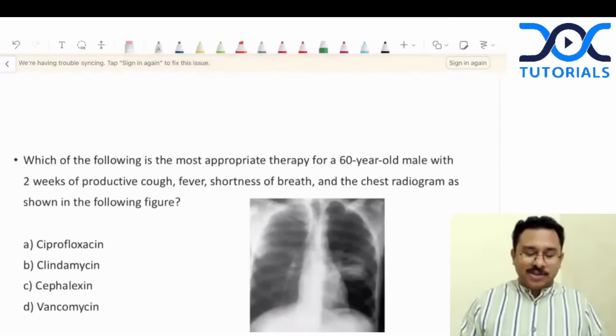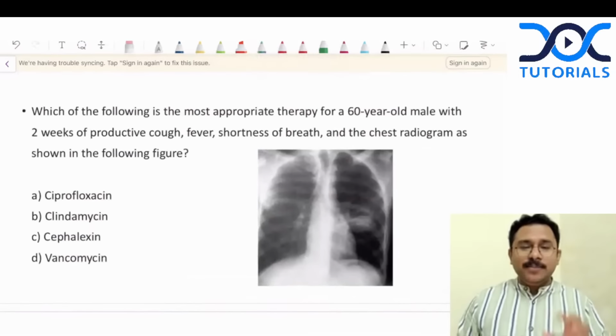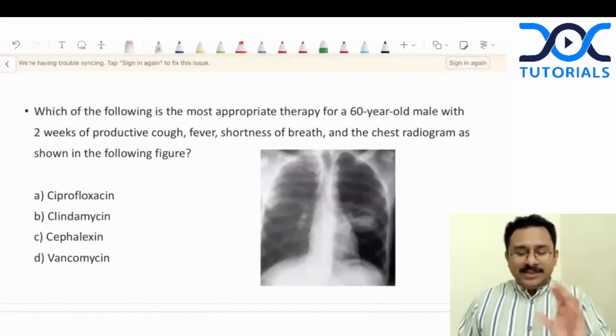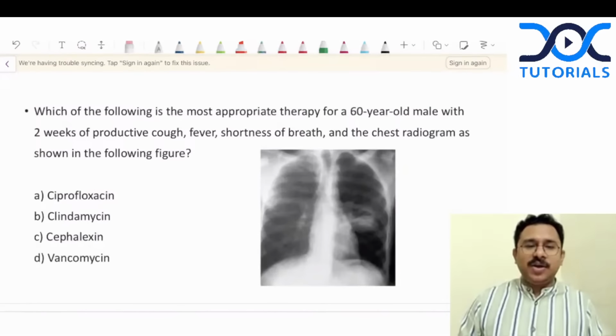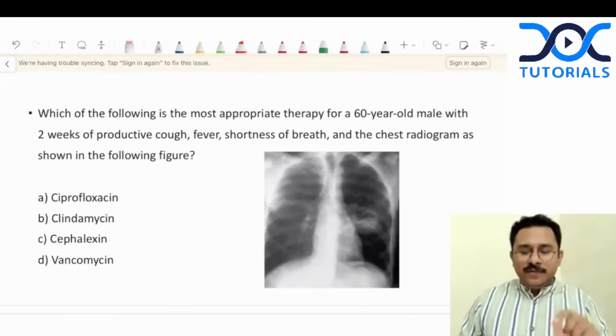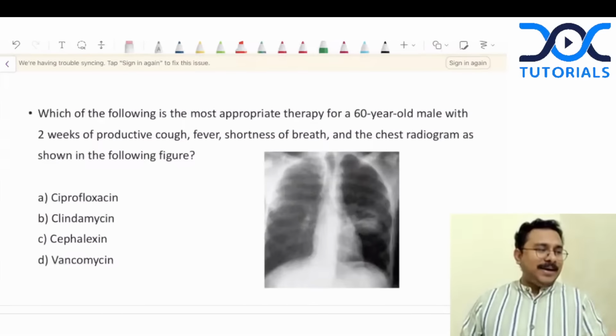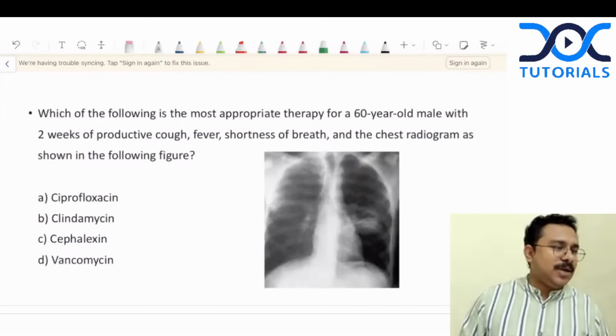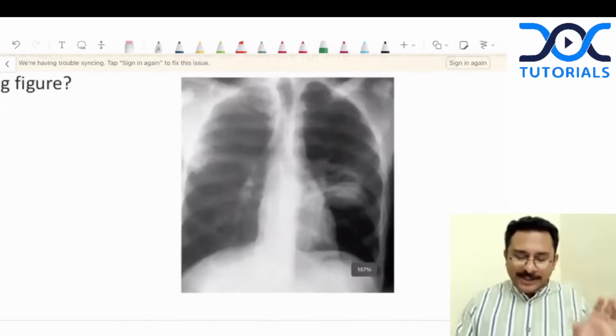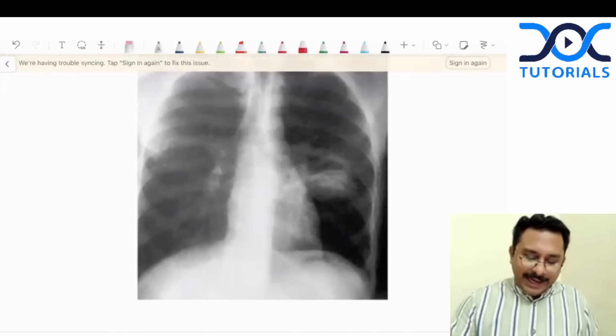Okay, let's go to the next question. Which of the following is the most appropriate therapy for a 60-year-old male with a 2-week history of productive cough, fever, shortness of breath, and chest X-ray showing the following pattern? So tell me what it is. You can see the X-ray with an air fluid level.